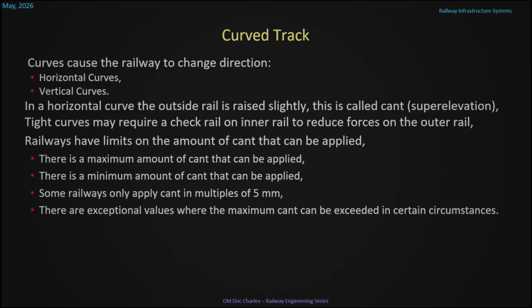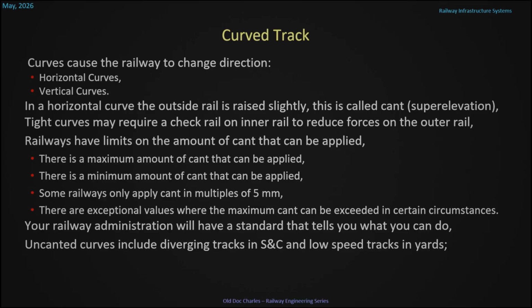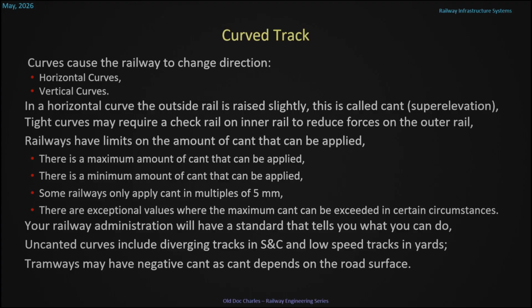There are exceptional values where the maximum cant can be exceeded in certain circumstances, and your railway administration will have a standard somewhere that tells you what you can and cannot do. There are uncanted curves, usually diverging tracks in S&C, and low-speed tracks in yards. Tramways can have negative cant because they have to stay level with the road, and if the road has negative cant, then the tram tracks will have to be negatively canted as well.